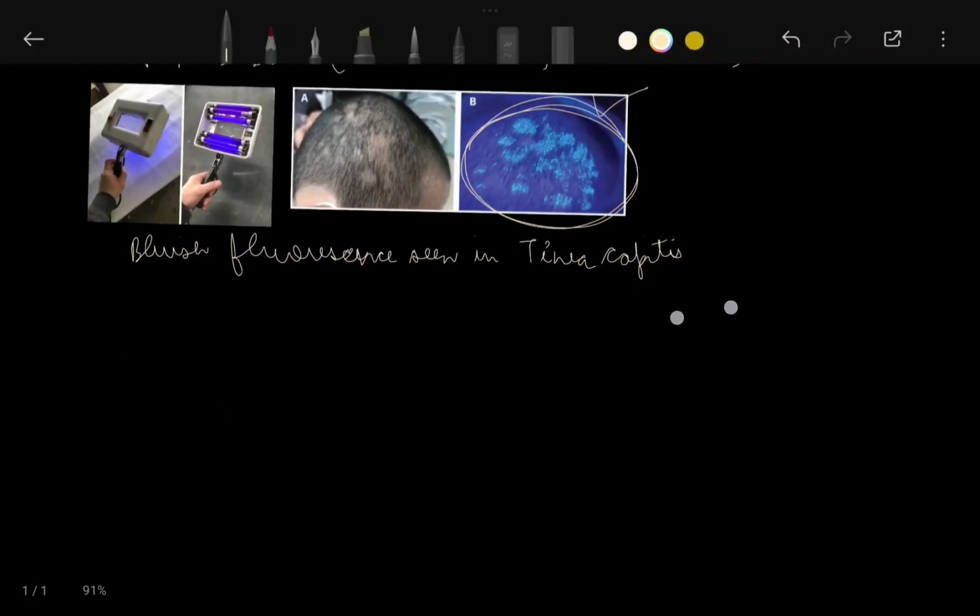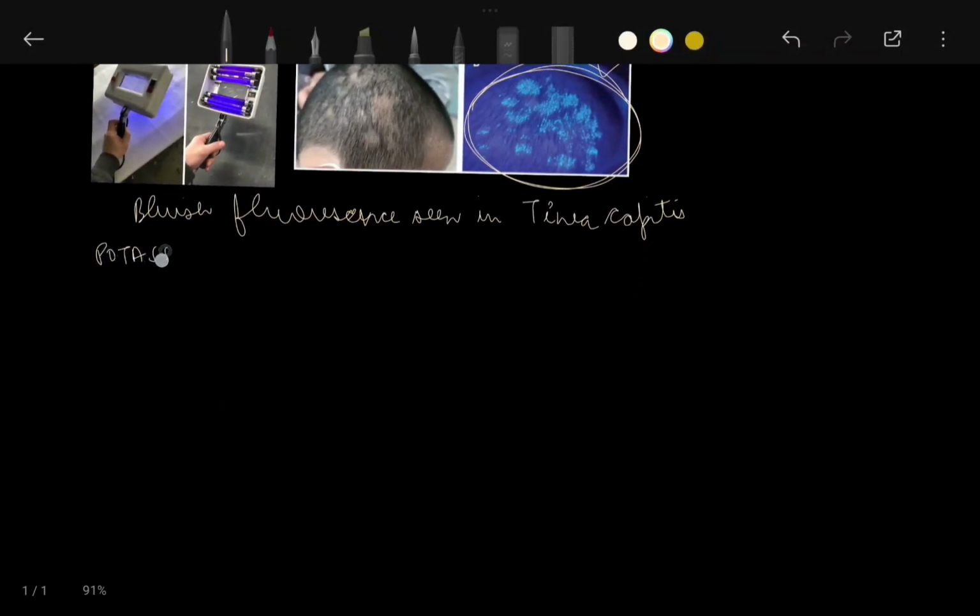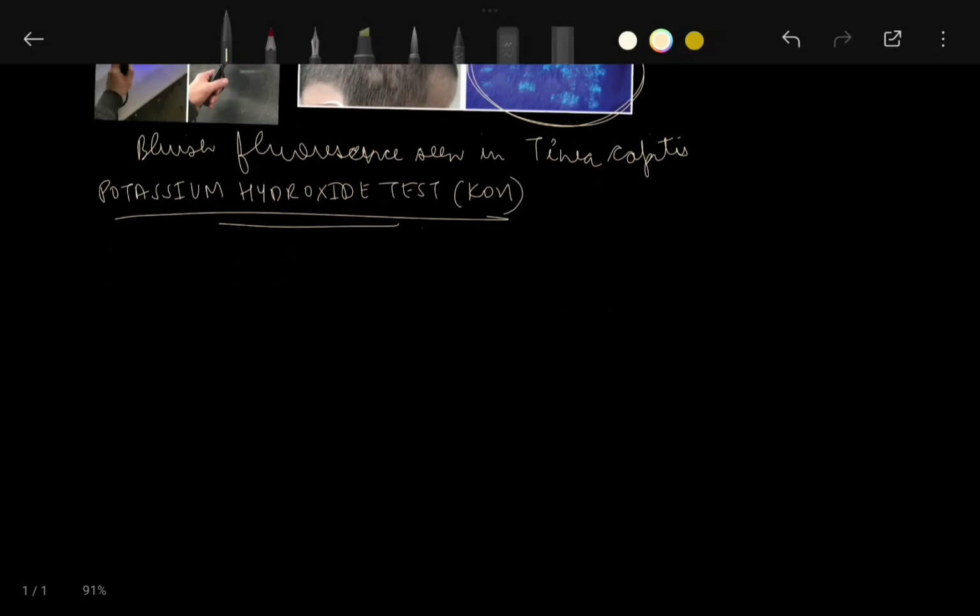After Wood's lamp, we come to the potassium hydroxide test. First test was the Wood's lamp. Now we have the potassium hydroxide test. It is the investigation of choice in suspected superficial fungal infection.